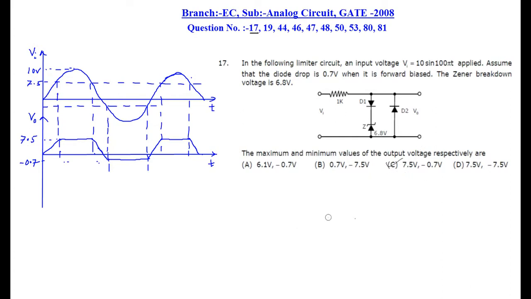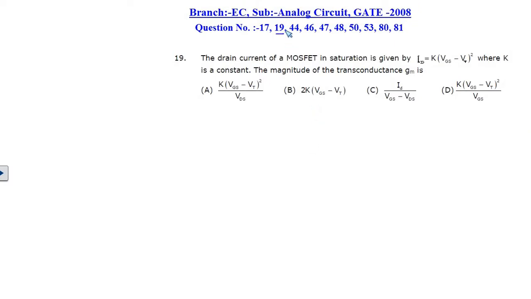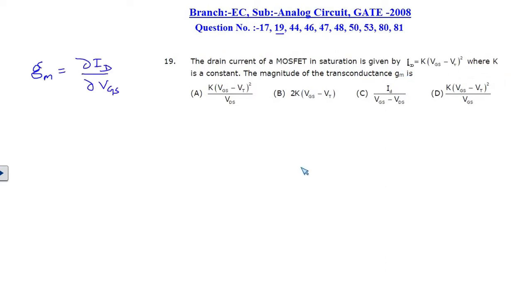Thank you. The next question is question number 19. In this question, the MOSFET current in the saturation region is given, and we have to find the transconductance of the MOSFET. The transconductance of the MOSFET is the change in output current with respect to the input voltage. Here the output current is the drain current ID and the input voltage is VGS.